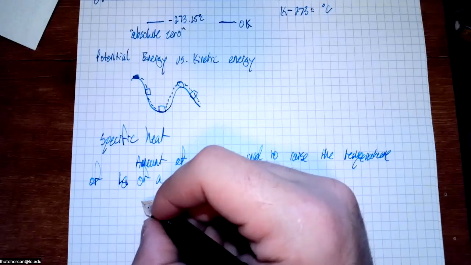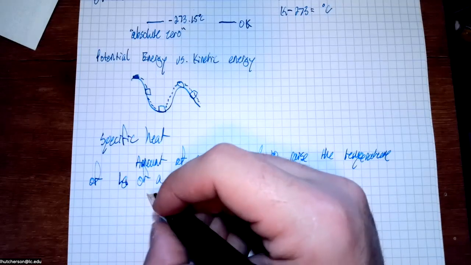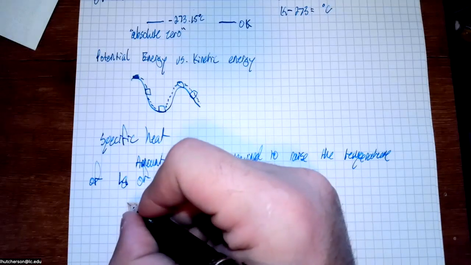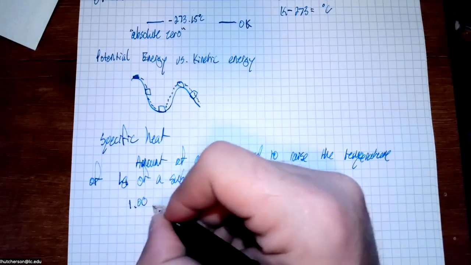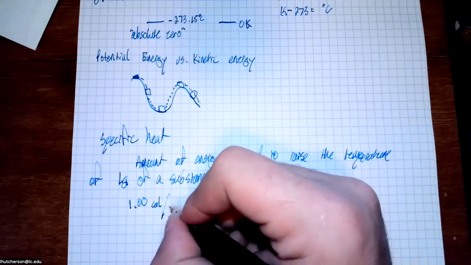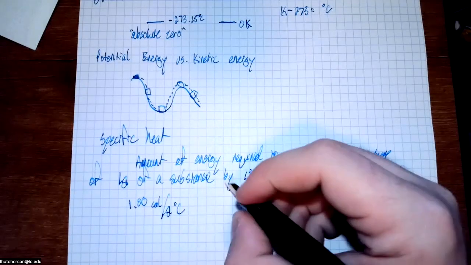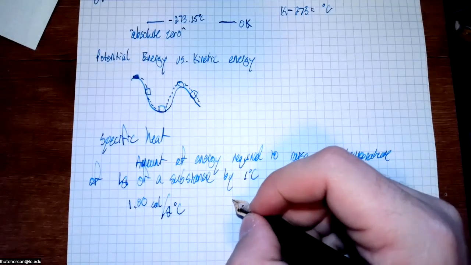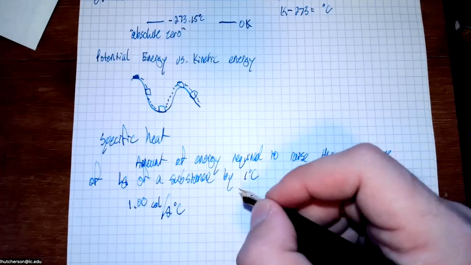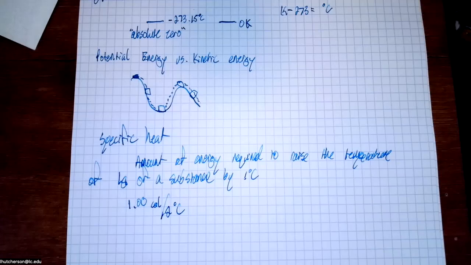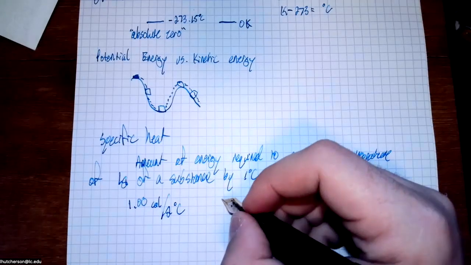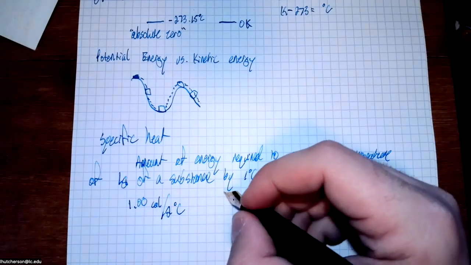Now, in lab, we talked about the specific heat of water in terms of calories. Specific heat of water is 1 calorie per gram degree Celsius. Now, we have another unit that we use for energy that's actually quite a bit more common.